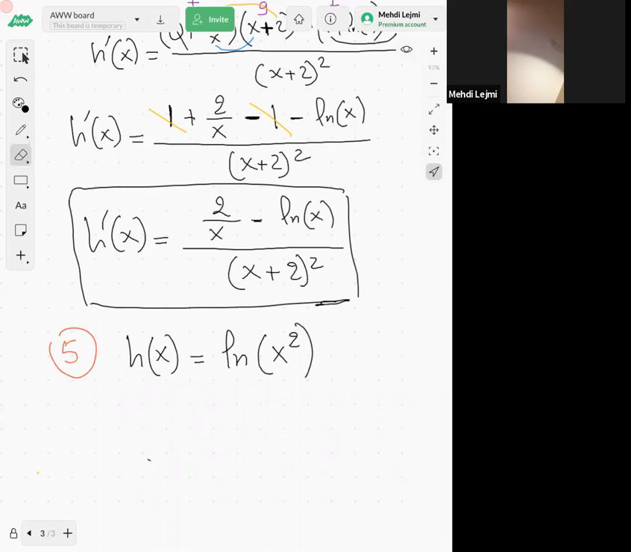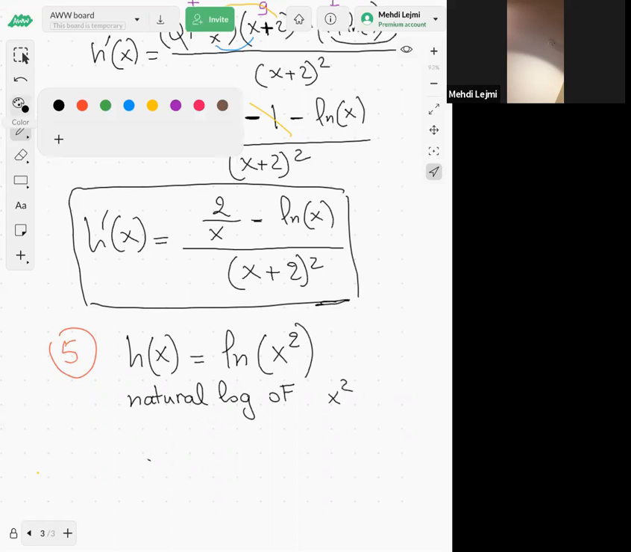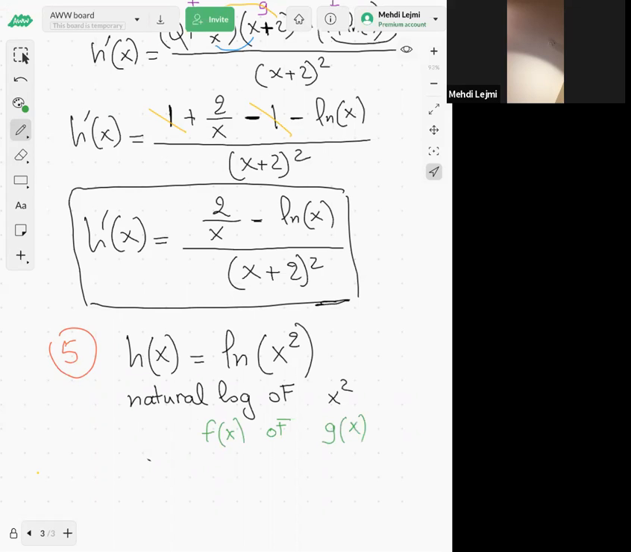So this is natural log of x squared. That reminds you of the chain rule, because this is of the form f of g of x. So then what will be f of x? f of x will be natural log of x. And of course, g of x will be the x squared.